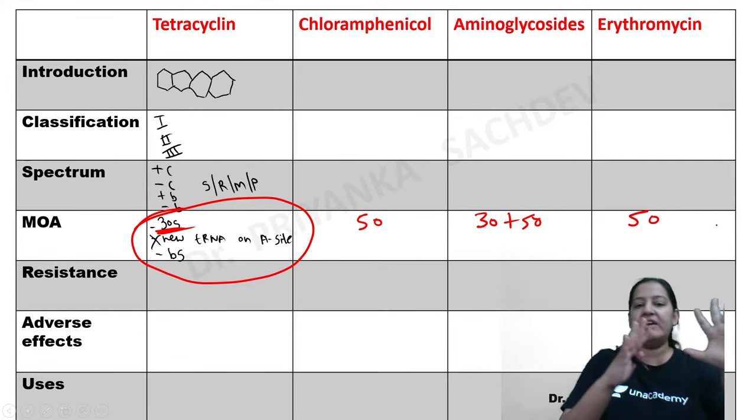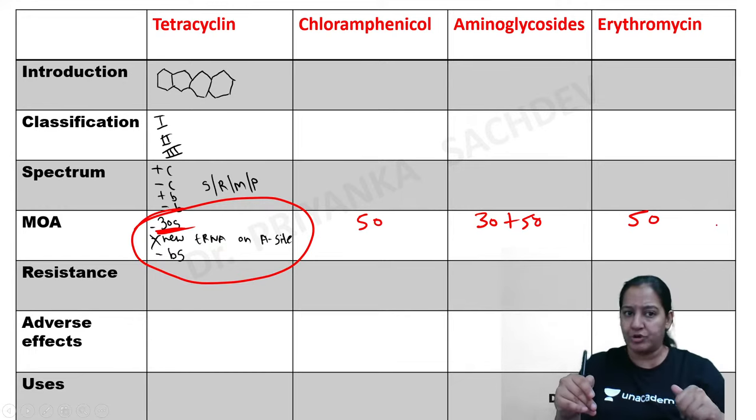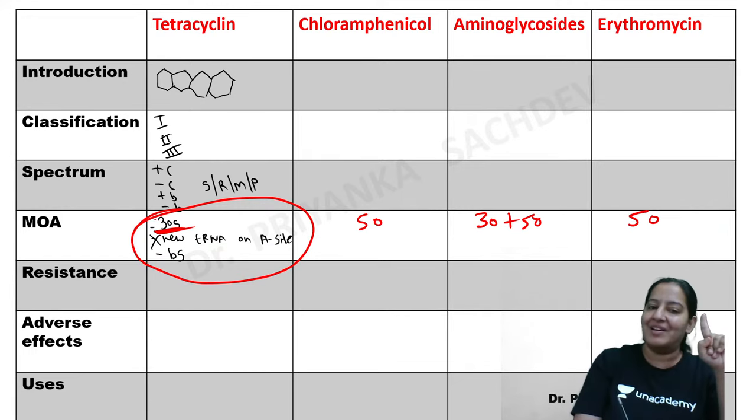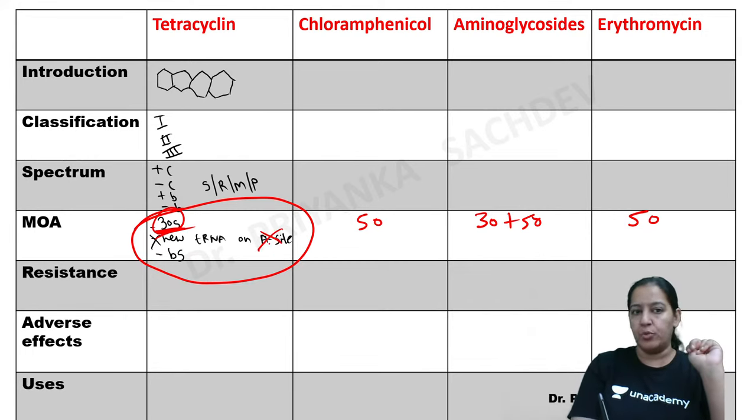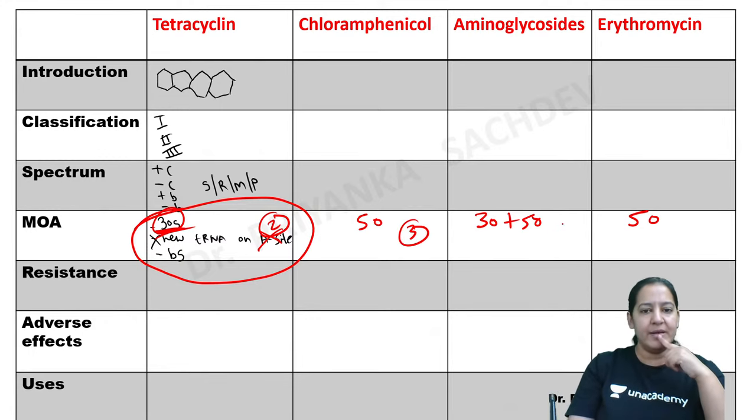Which is acting on 30S, which is acting on 50S, which is acting on both. So tetracycline acts on 30S, first of all. It inhibits the A window. That is step number 2. This one is inhibiting step number 2. This one is inhibiting step number 3. This one is inhibiting step number 1. And this one is inhibiting step number 4.